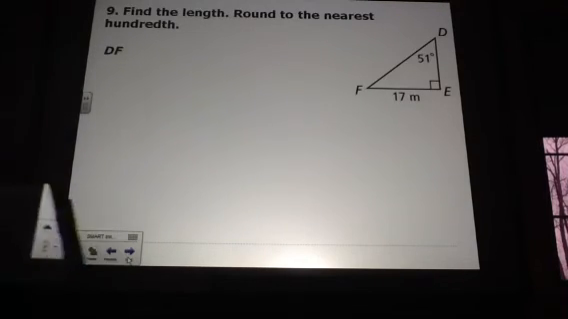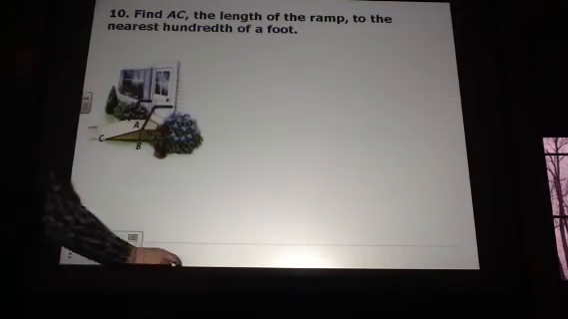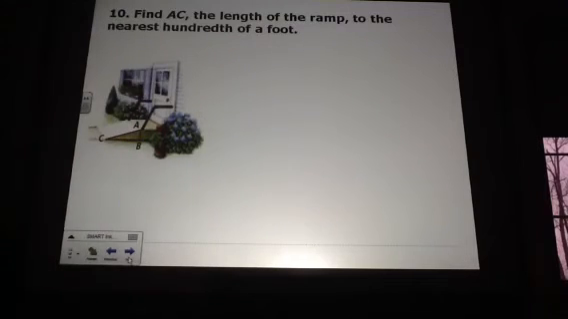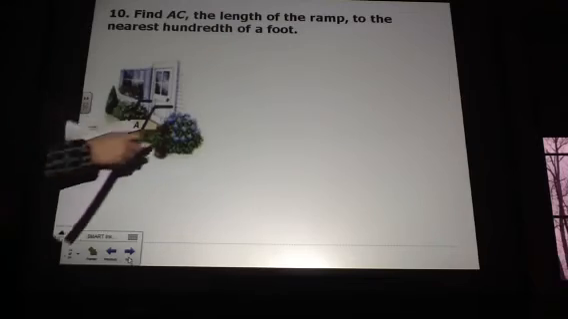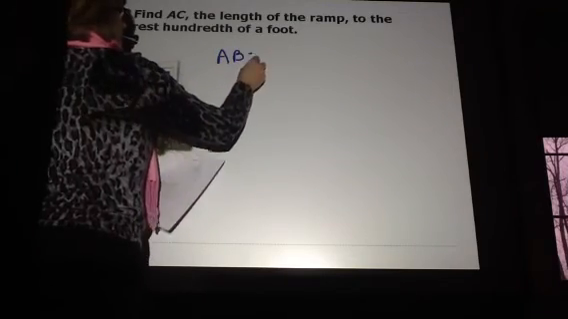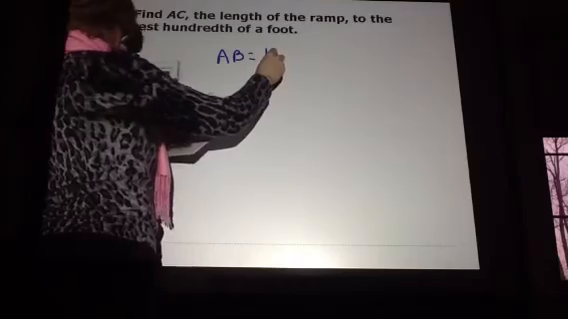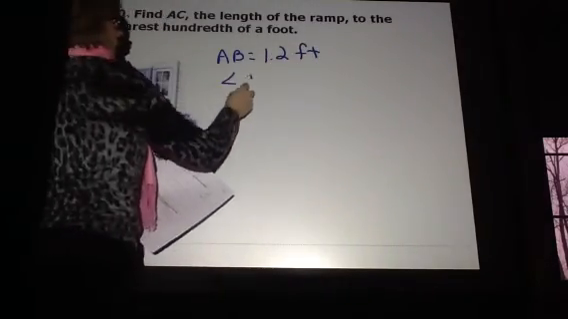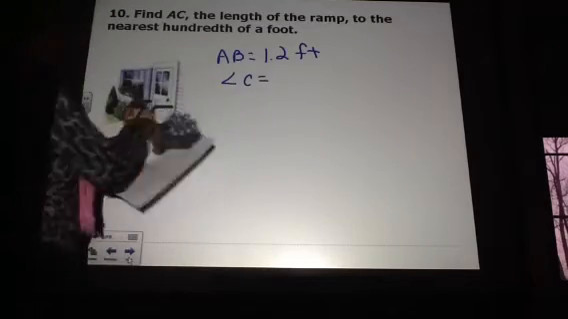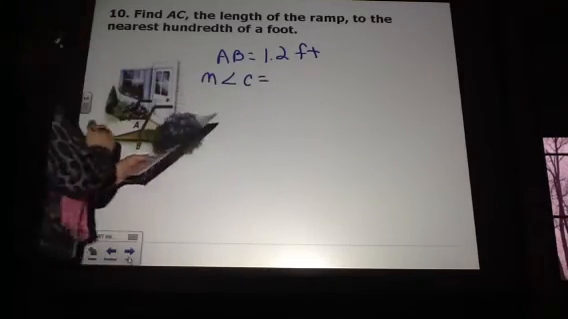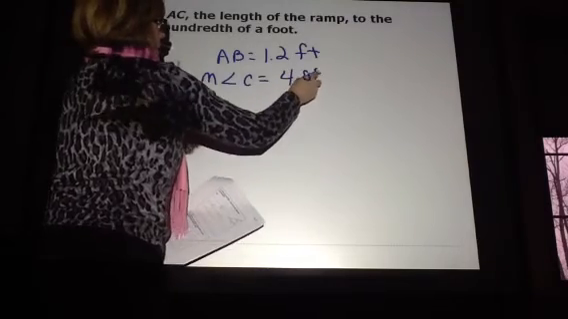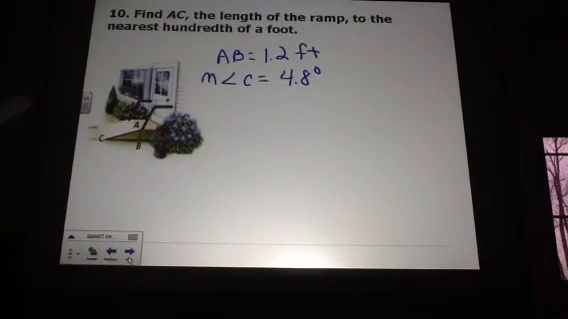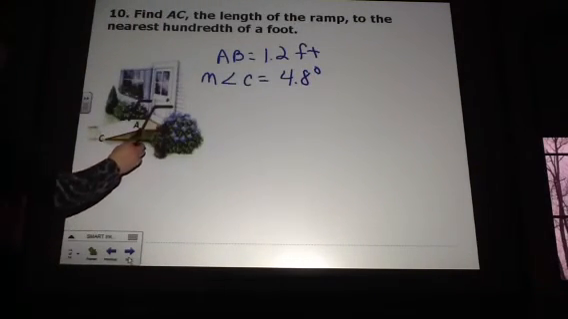Okay, to save on time, we're going to skip this one so I don't have to do a part 2, and let's look at this one quickly. Okay, find AC, the length of the ramp, to the nearest hundredth of a foot. I need to give you some information. AB is 1.2 feet, and angle C equals 4.8 degrees.